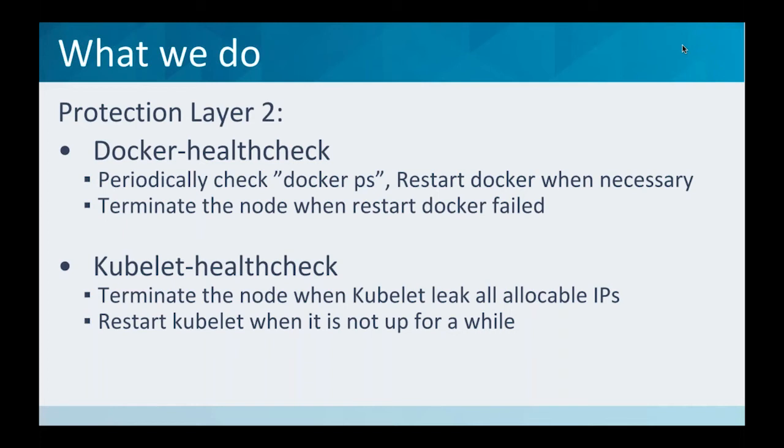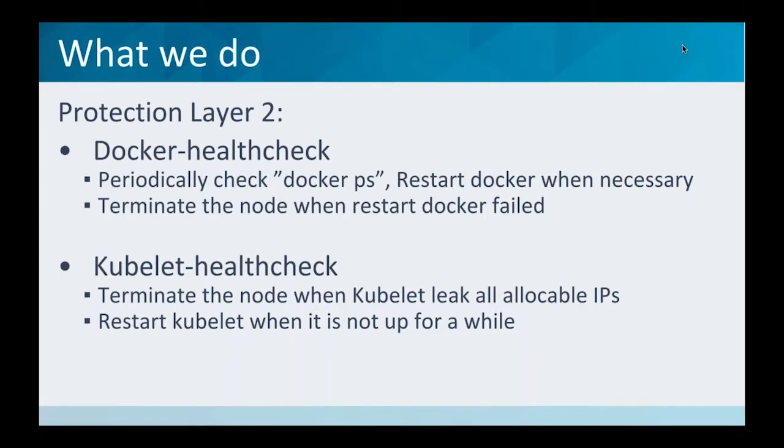So the kubelet health check does two things. One is to check whether the kubelet we're using hits the bug that leaks all the allocatable IPs. If that is the case, since this node is already useless, we terminate the node. Or if there are other cases, like kubelet systemd refusing to restart kubelet when it crashed, we restart kubelet, not manually, but by the kubelet health check. So it's another daemon going through and trying to make things right. But for the allocatable IP leak bug, the community has already fixed it in later versions. So if you're using Kubernetes later than 1.5, I think you're good with that.